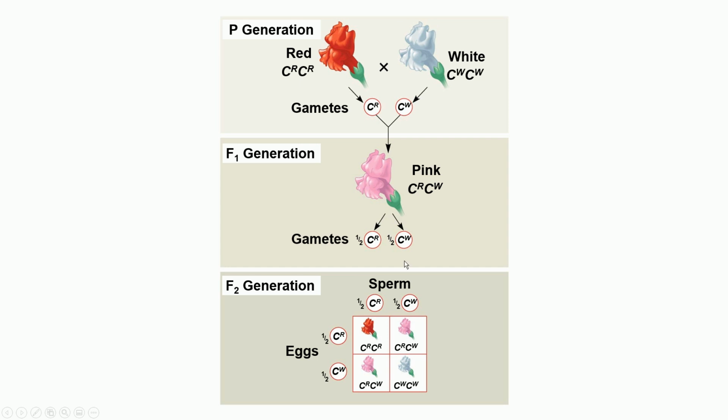If you take this heterozygous plant and make the gametes, and fertilize them, then you have the red flowers, which are homozygous dominant, the white flowers, which are homozygous recessive, and the heterozygous ones. So in the heterozygous situation, the color is pink.